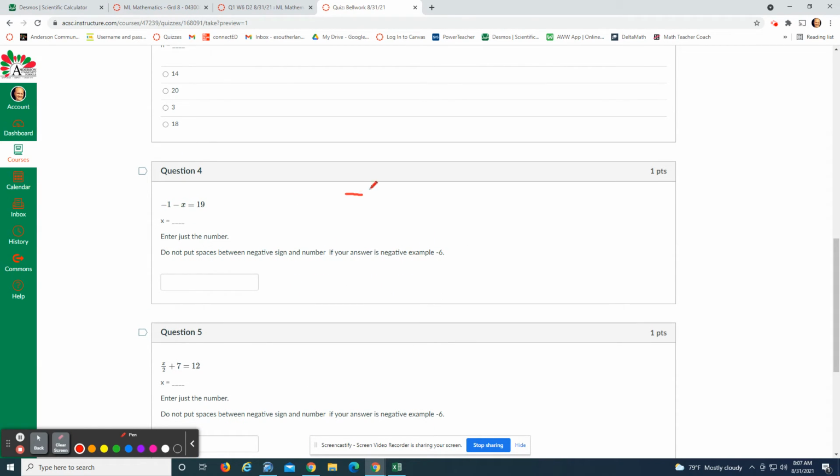Now this one says -1 minus x is equal to 19. The first thing you have to know is whenever there's not a number in front of x, it's the number 1. So am I getting rid of -1 or am I getting rid of the 1 in front of the x? I want to get rid of the -1 first. So I'm going to add 1 to each side. These will cancel out. -1x drops down. Equal sign drops down. 19 plus 1 is 20.